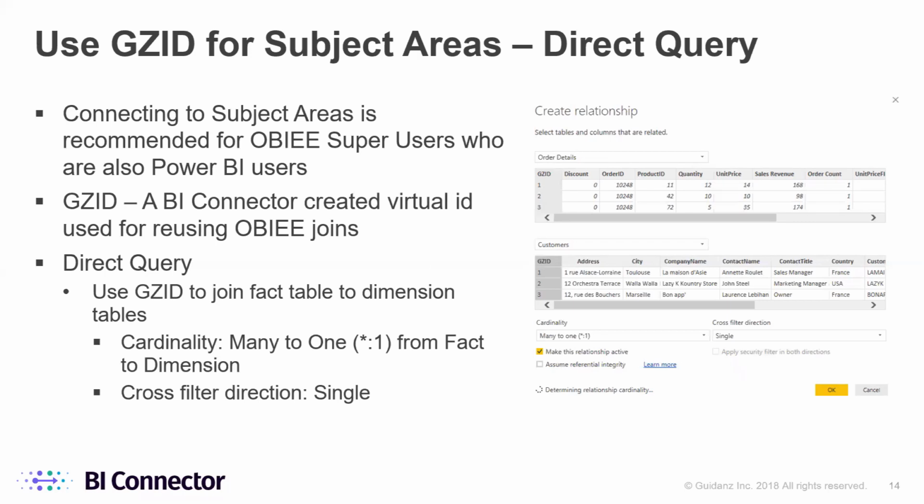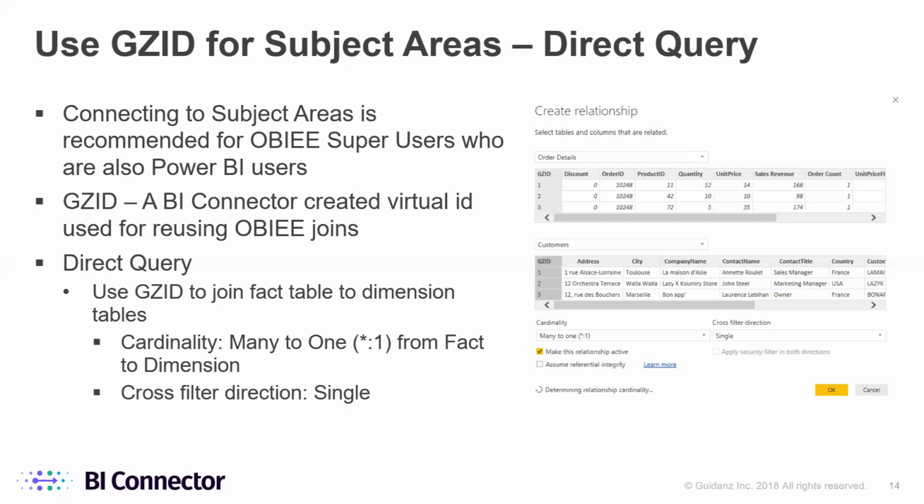So here is what you need to do. If you're using direct query, you need to create a relationship between the fact table and the dimension tables using the field GZID, which is a virtual ID created by BI connector. Defining this simple relationship does a few things. One, you don't need to recreate the OBIE joins in Power BI, but rather you can reuse the existing OBIE joins. Two, you don't need to expose any primary key foreign key relationships in the OBIE presentation layer.